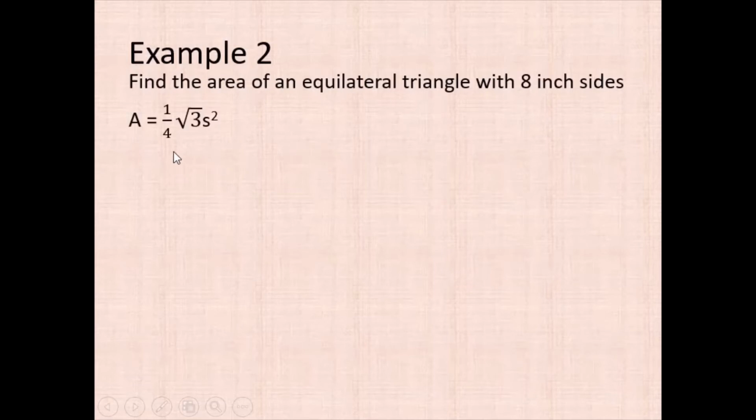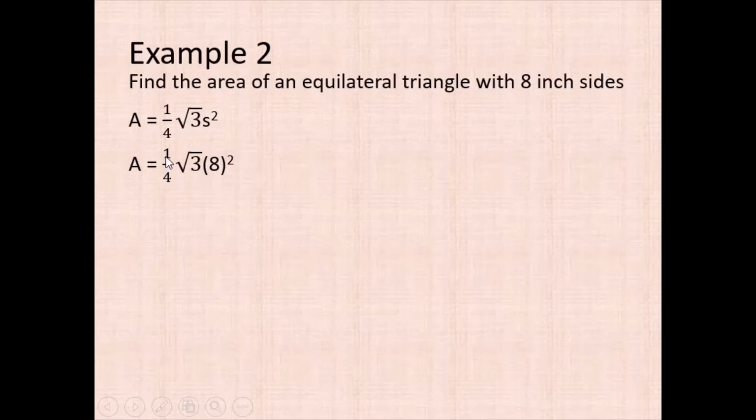Okay, so this one we've got an area of an equilateral triangle. So that's in our notes, 1/4 square root of 3s squared with 8-inch sides. So 8 is going to go in for the s, like so. And you can put this in your calculator. When you're putting it into your calculator, do make sure that you finish up the square root. The 8 squared is not inside the square root. That's one common error that I see when I'm teaching this.